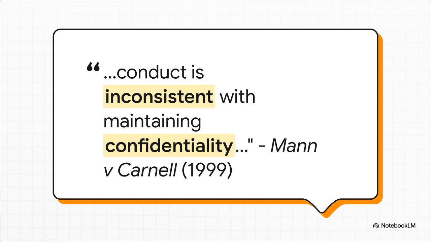This is it. This is the money quote from Mann v. Carnell. And for the exam, you need to tattoo this name on your brain, Mann v. Carnell. It is the authority on waiver. So the question you always have to ask is, has my client's action, maybe like sharing legal advice with a business partner, totally undermined the whole idea of keeping it confidential? If the answer is yes, privilege is likely gone. Remember the name, Mann v. Carnell.